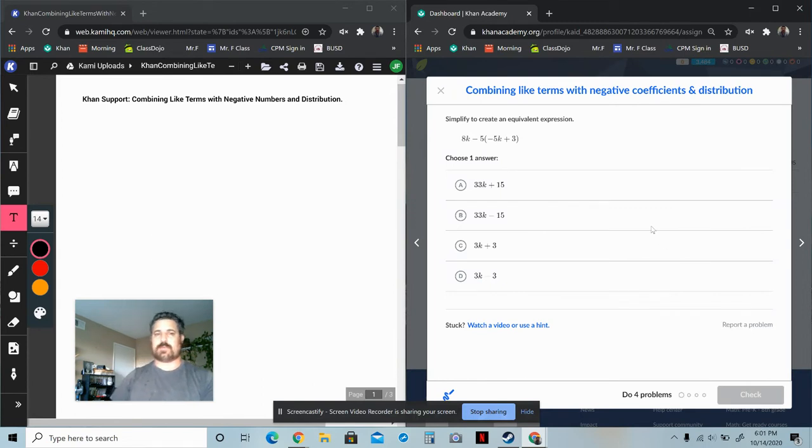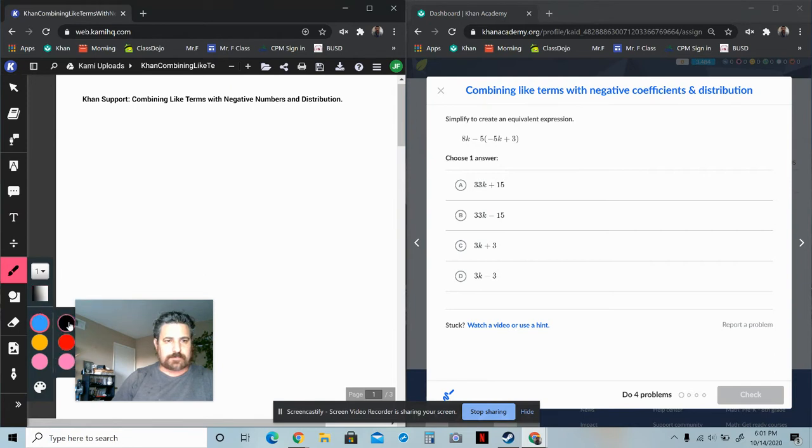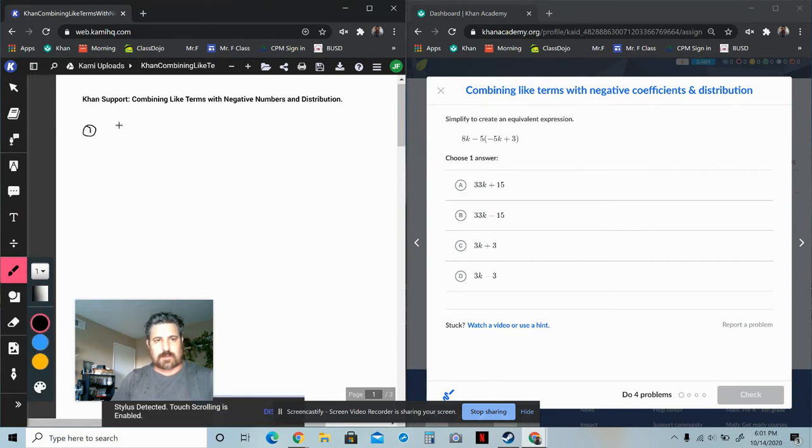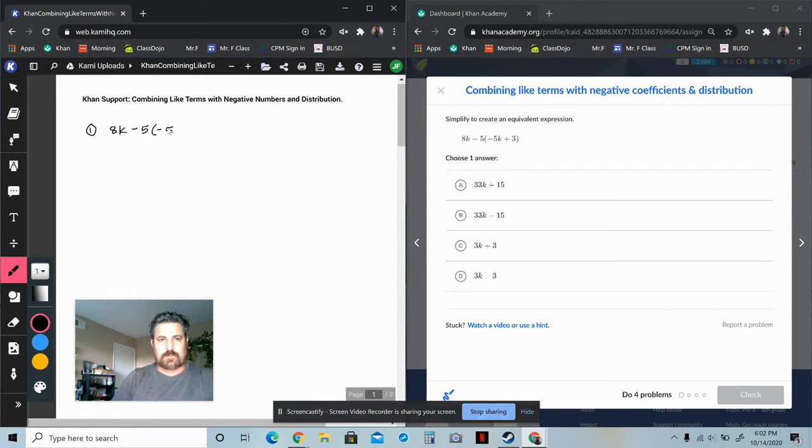Okay, the first example here that we have is 8k minus 5 times the quantity of negative 5k plus 3. So the first thing I'm going to do is write it over here for us so we have a good copy of it. Let's do it as 8k and then minus 5 times the quantity of negative 5k plus 3.